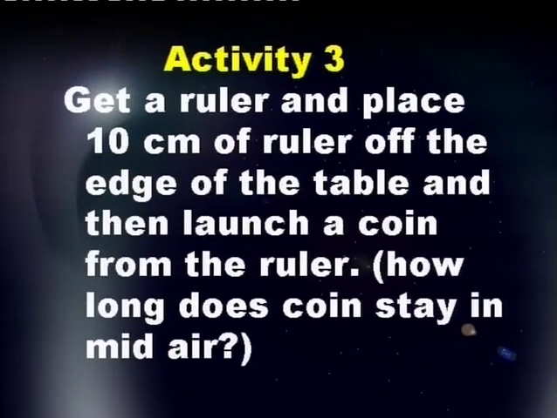Activity 3, instruction, you will get a ruler and place it 10 centimeters of the ruler off the edge of the table, and then you will launch a coin from the ruler. How long does the coin stay in mid-air? Right? So that's activity 3, and there are also questions for you to do. So as soon as you finish one activity, you move on to the questions, finish it, and you move on to another activity. So you have 10 minutes to complete both activities. You may start now.